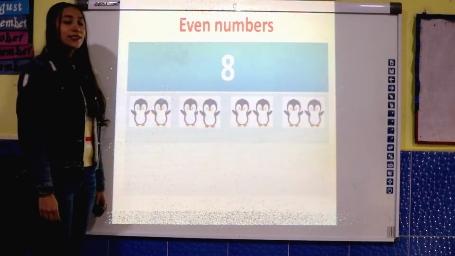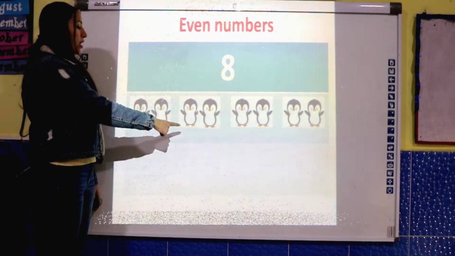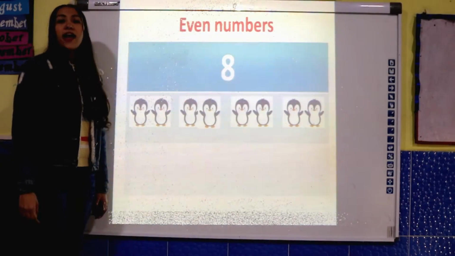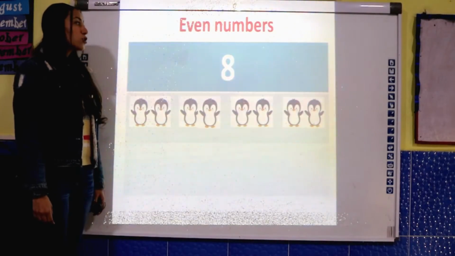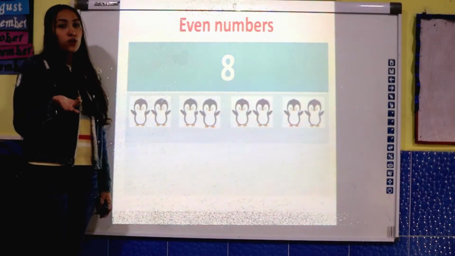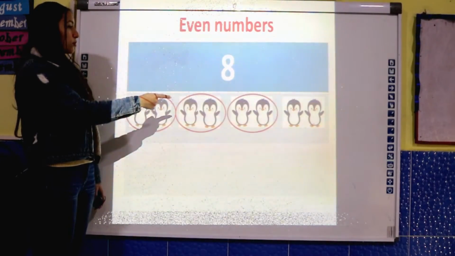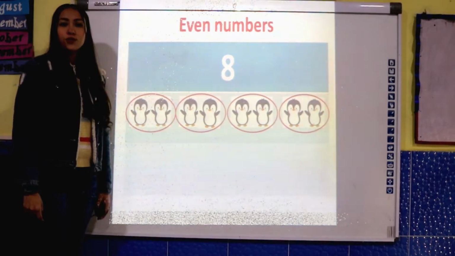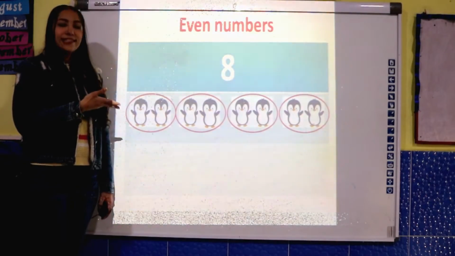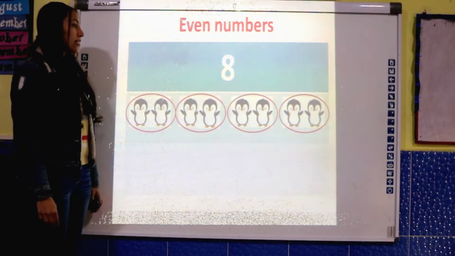Another one. What is this number? 8. Let's count. 1, 2, 3, 4, 5, 6, 7, and 8. I have here number 8. I want to know if number 8 is an odd number or an even number. Let's try to make groups of 2. I have a group of 2, another group of 2, and another group of 2. So is number 8 an odd number or an even number? Yes, even number, because I can make groups of 2 friends.